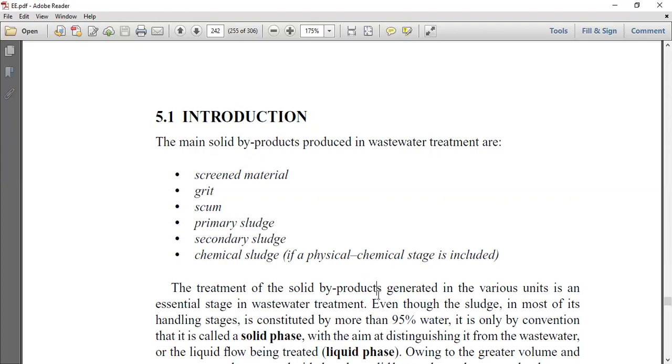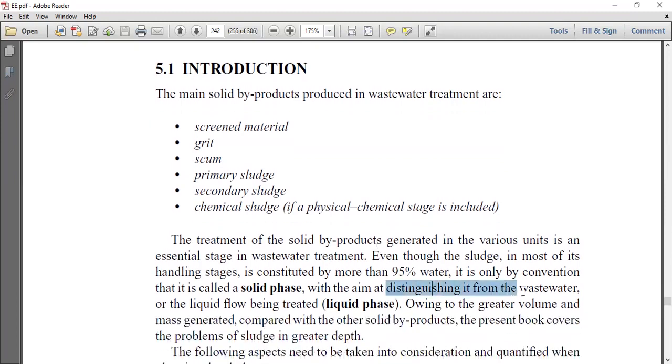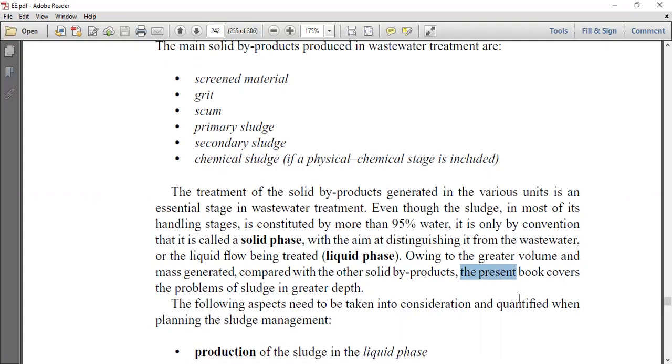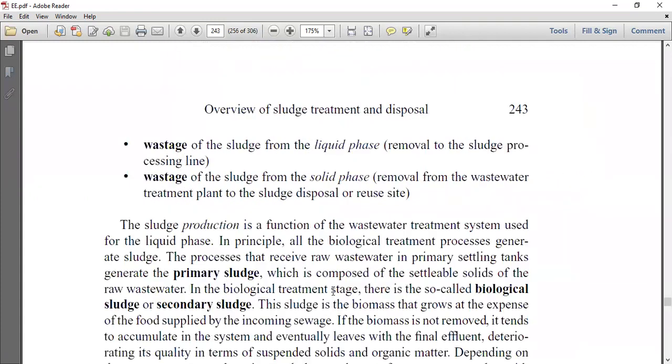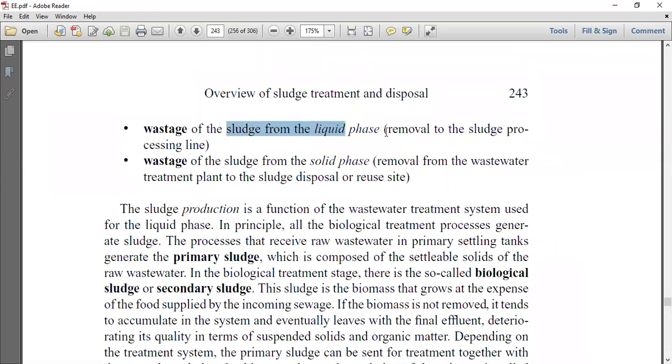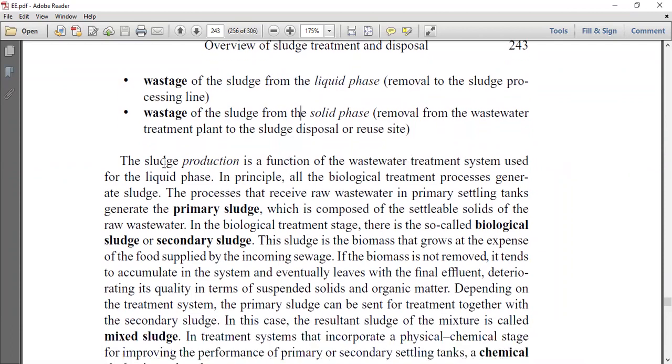it is only by convention that it is called a solid phase. The aim is at distinguishing it from the wastewater, or liquid phase, owing to the greater volume and mass generated compared with the other solid byproducts. The present book covers the problem. First is the production of the sludge in the liquid phase, the wastage of the sludge from the liquid phase, and the wastage of the sludge from the solid phase.